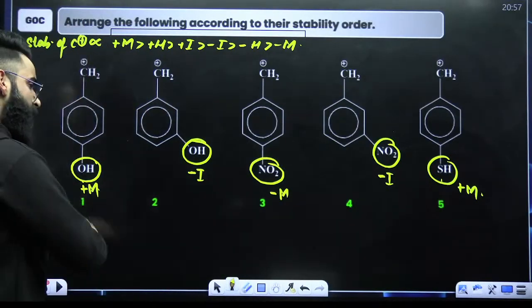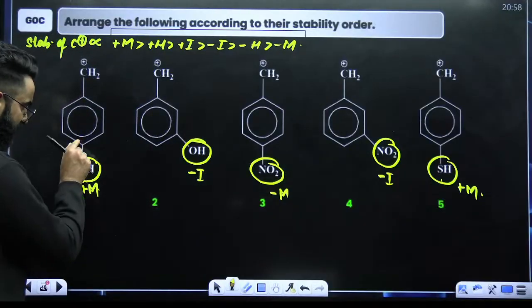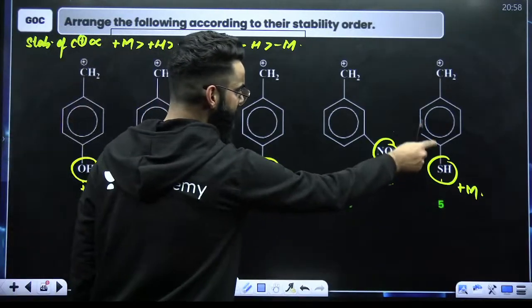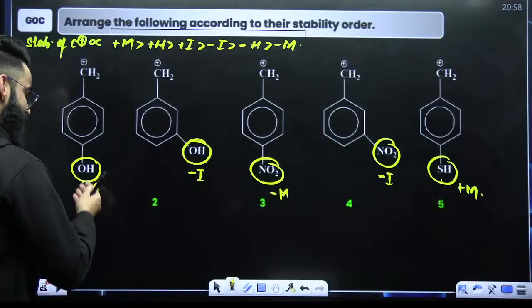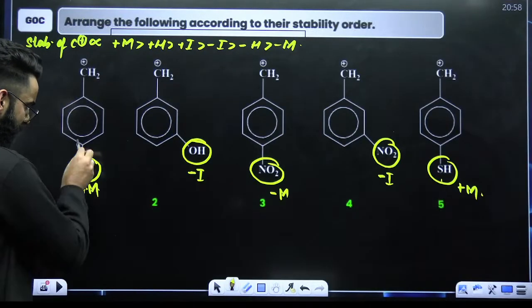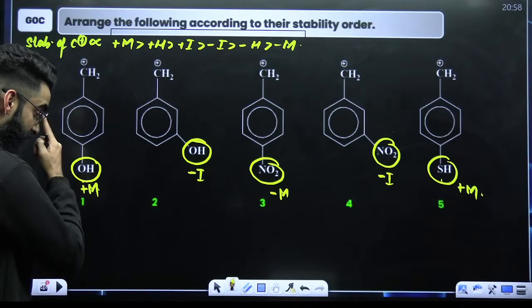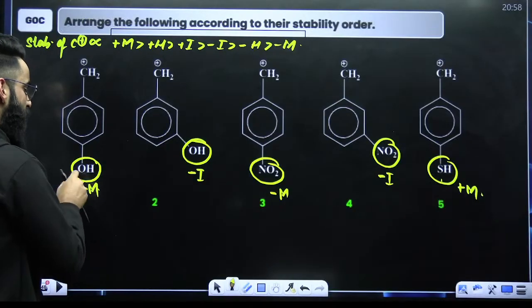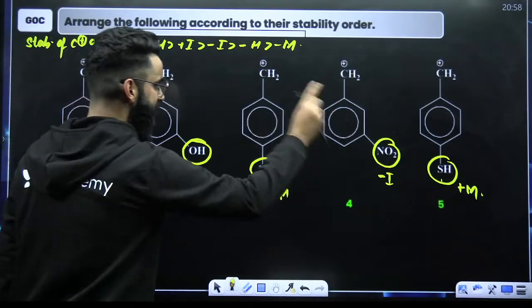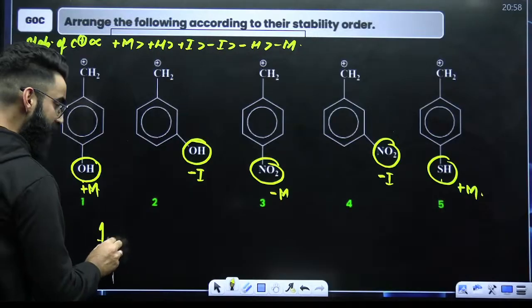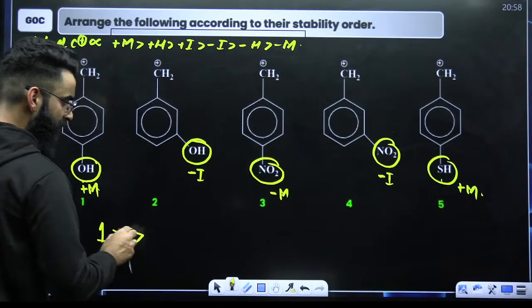Now, which one shows more plus M? Over here, there will be 2p-2p overlap. Here, there will be 2p-3p overlap. And 2p-2p overlap is effective. So I would say here the extent of overlap will be more. Perfect. So in short, OH shows more plus M than SH. So 1 is maximum stable, followed by 5.